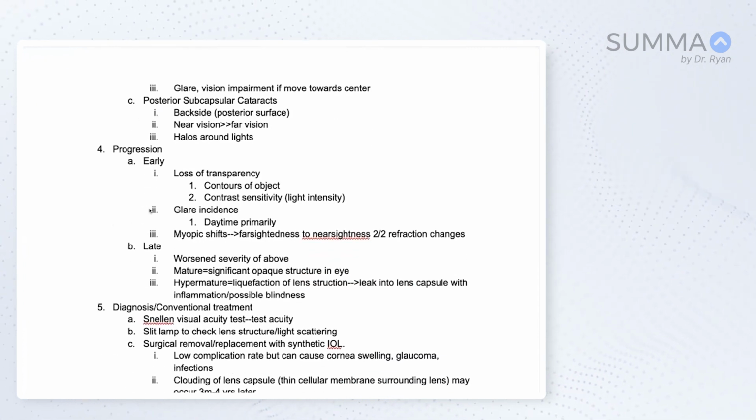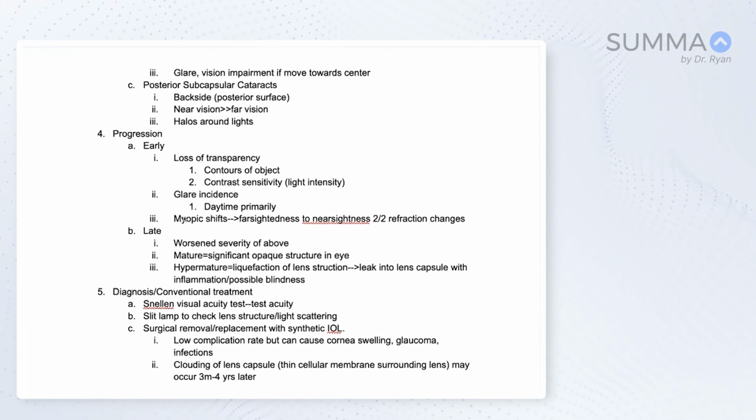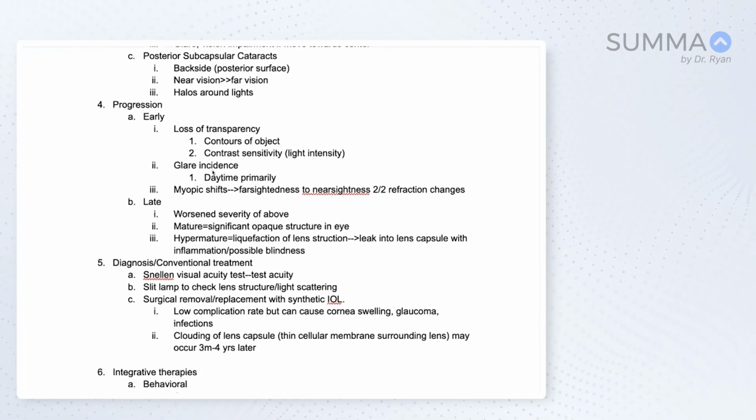So what about the progression? Early on, you may have normal vision, and initially, as the transparency starts to go, you'll start to lose contours of objects. So it'll be harder to distinguish rough edges of objects, as well as contrast sensitivity. So you won't be able to distinguish how intense light is on certain areas, like a picture, or a lighted scene. If something's extremely bright versus something's not so bright, you won't be able to tell the difference.